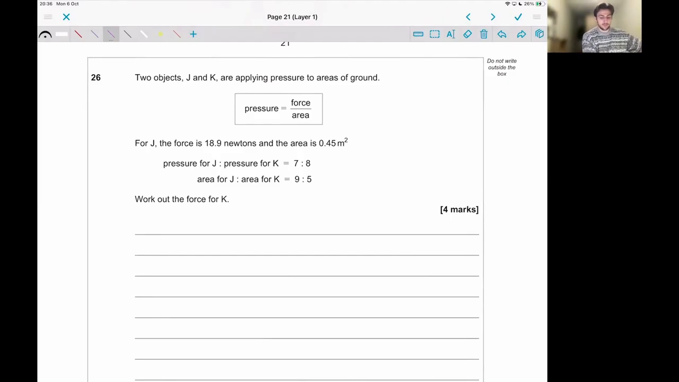Two objects, J and K, are applying pressure to areas of ground. They've given us this equation for pressure. Pressure is force divided by area. For J, the force is 18.9 newtons and the area is 0.45 meters squared. And then they've given us these ratios. So the pressure for J to pressure for K ratio is 7 to 8. And the ratio of the area for J to the area for K is 9 to 5. And we're told to work out the force for K.